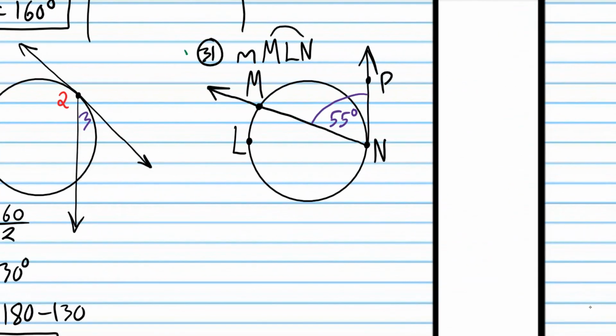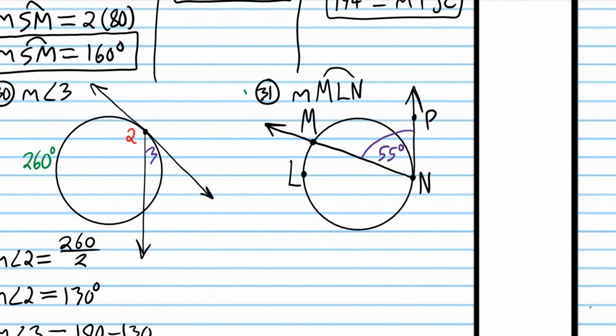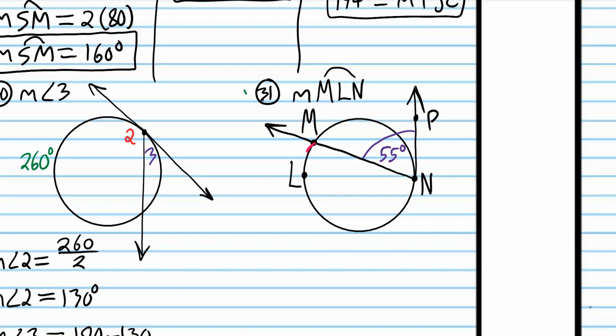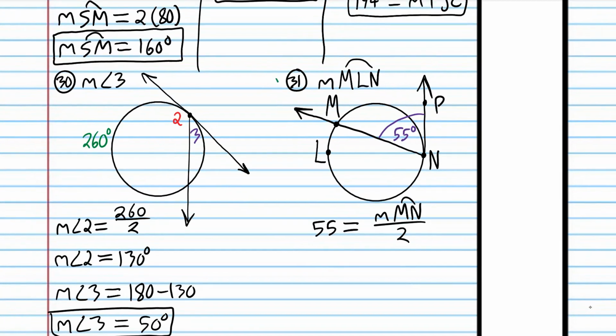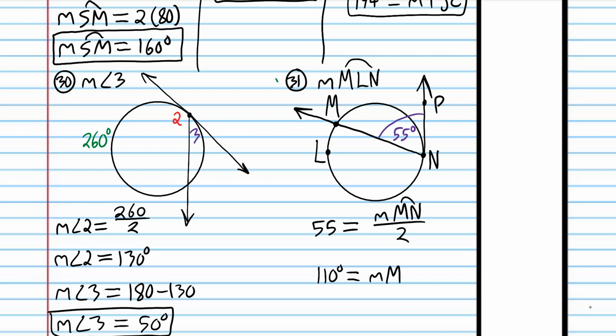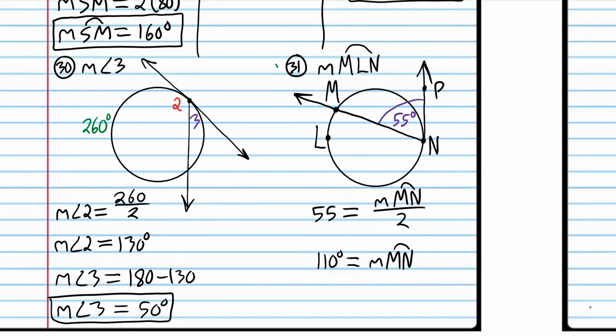All right, we're back. We're looking for this arc, and I'm going to find this arc first. So we know that angle is equal to the measure of the intercepted arc divided by 2. Multiply both sides by 2, and we see that the measure of that intercepted arc is 110 degrees.